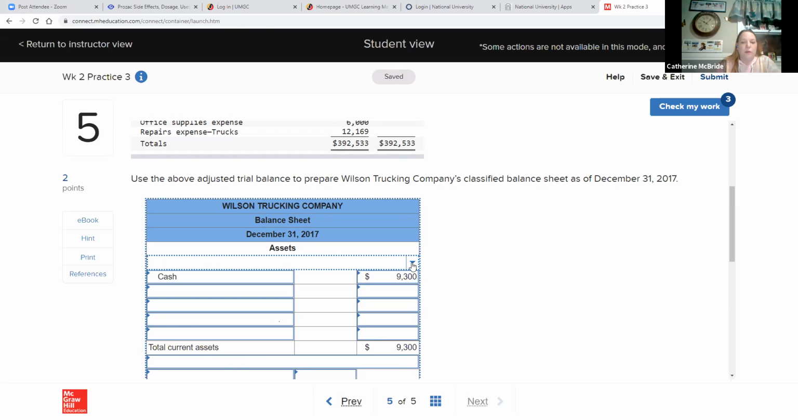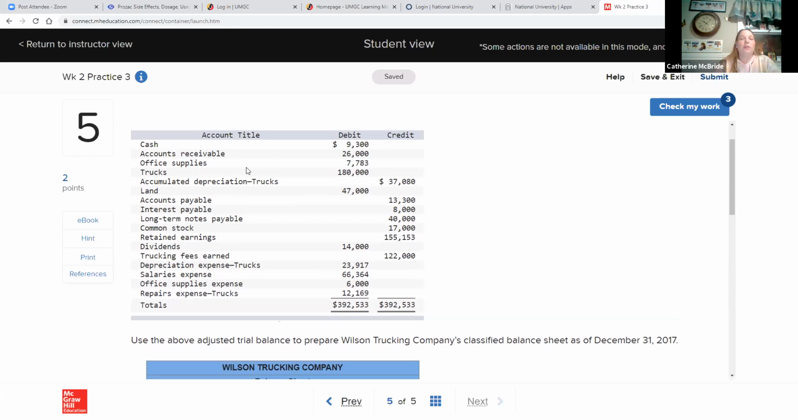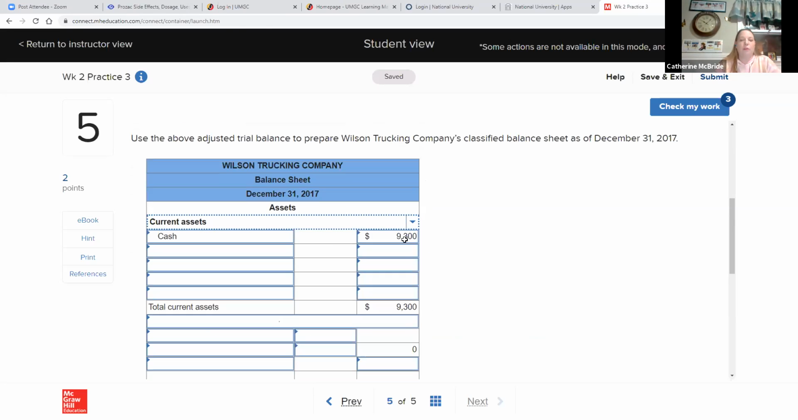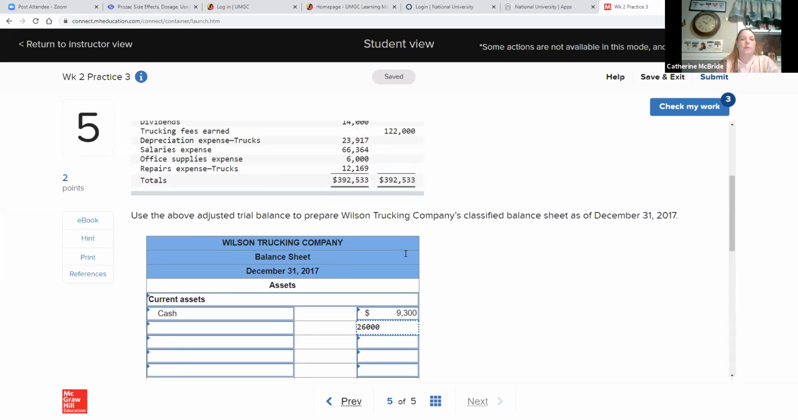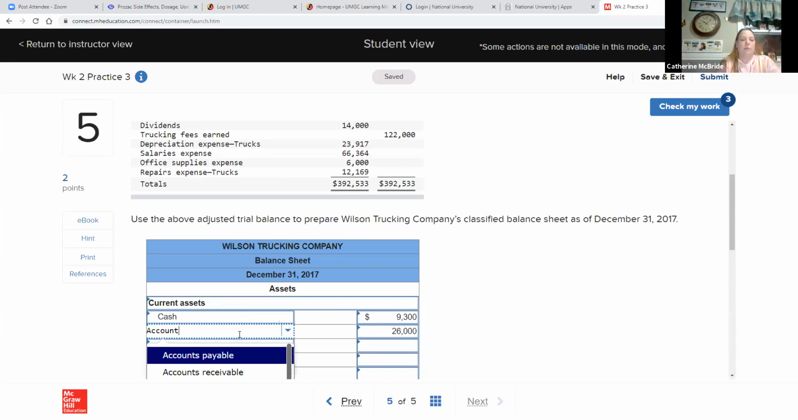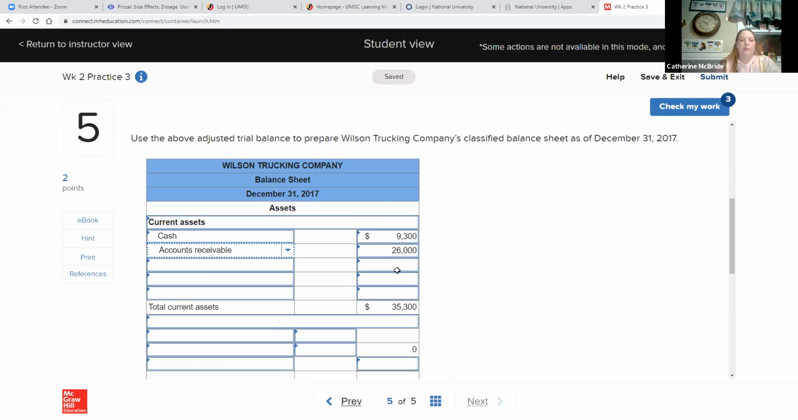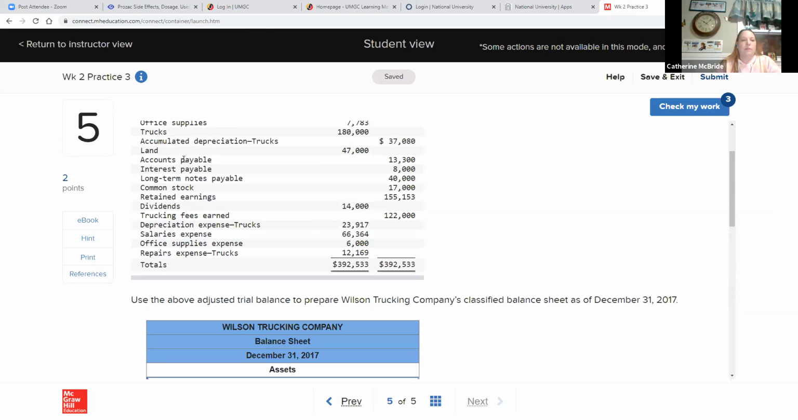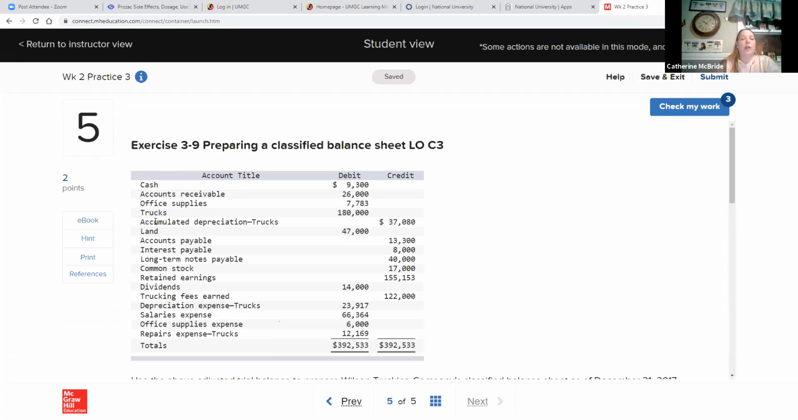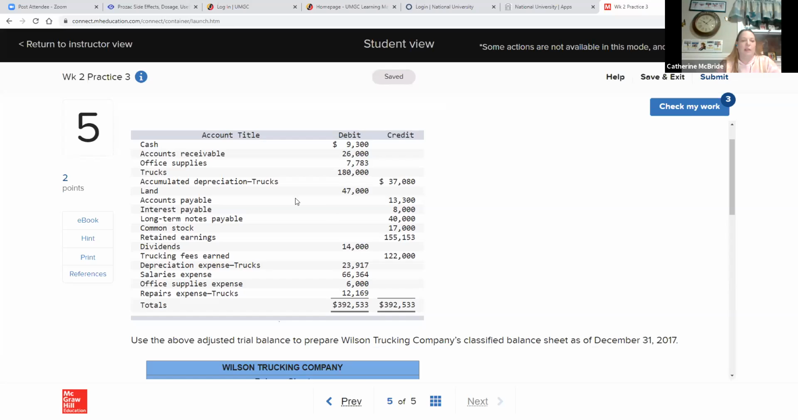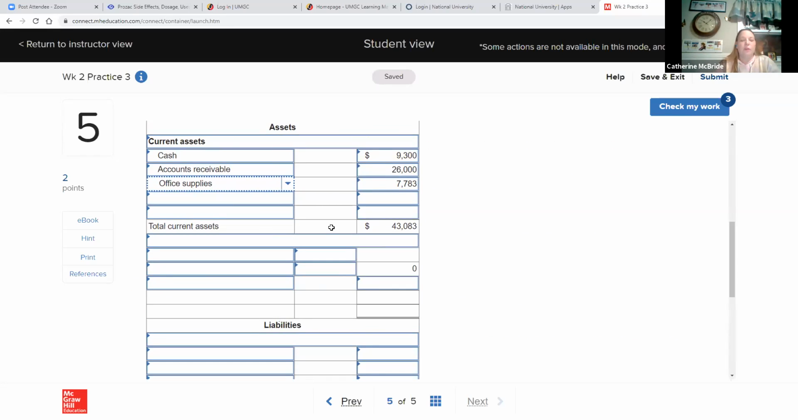This is going to be current assets. So cash. Okay, so current means you're going to use it up within the next 12 months. So accounts receivable. Office supplies. Okay, truck, we're not going to use that up in 12 months. So truck is not a current asset. So these are blank lines, so there's our total current assets.